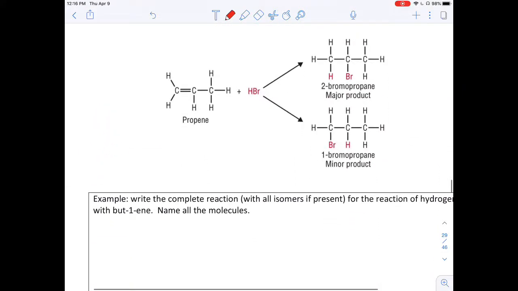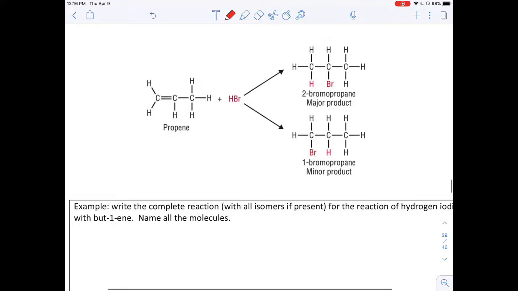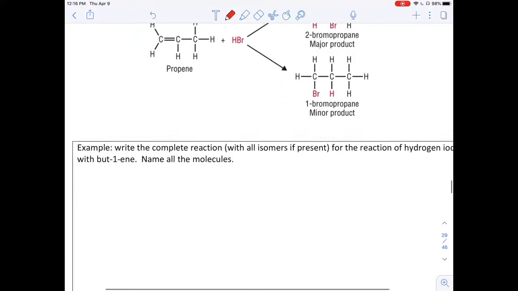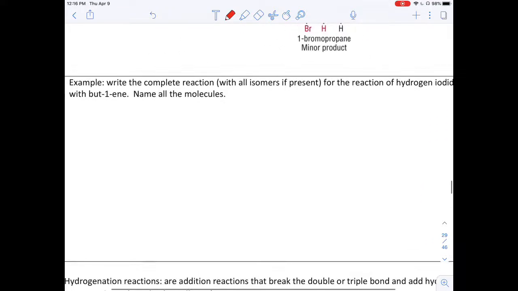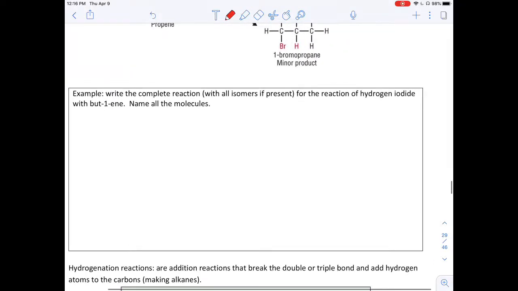We've got these two isomers that are forming, and we'll do this example that's here, where they've got the reaction of hydrogen iodide with but-1-ene. Name all the molecules. I'm going to let you pause the video here and see if you can do this on your own, and then I will complete the reaction. So pause. I'm assuming you're on pause now.